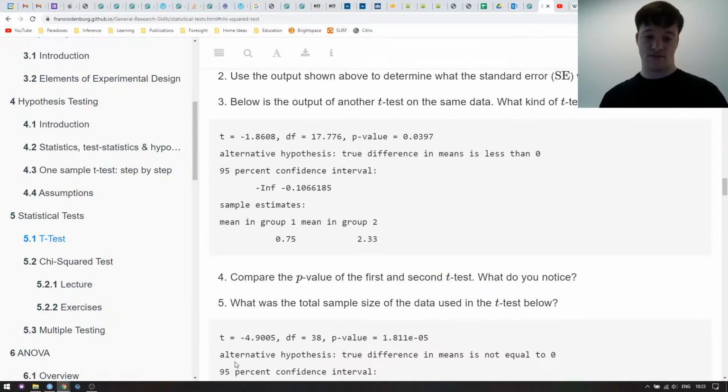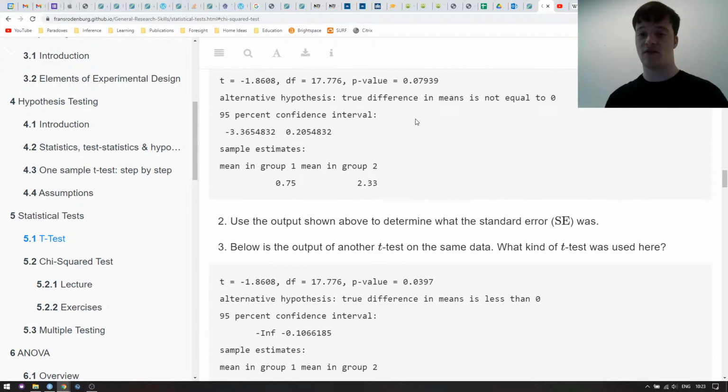Okay, here you have to compare the p-value of the first and the second t-test. So I will highlight the first one, that's this, and the second one, that's this. What do you notice about these two tests? Let's start by saying these were probably done on the same data because the t-value is exactly the same, right? Degrees of freedom are also exactly the same. What is the difference in p-values?